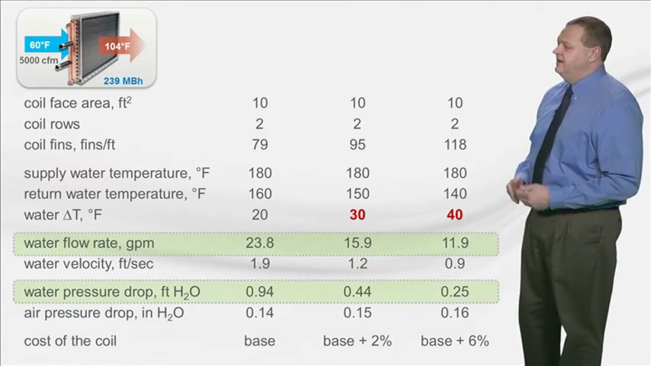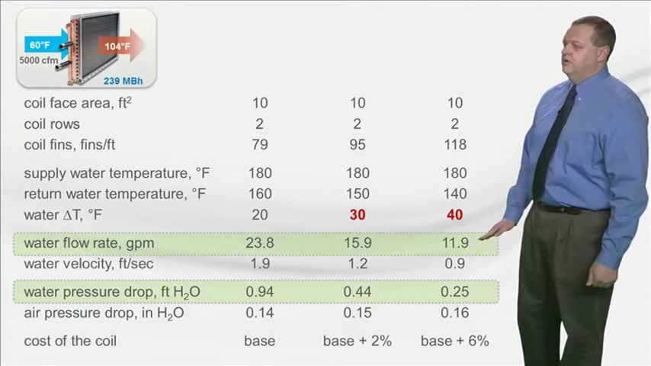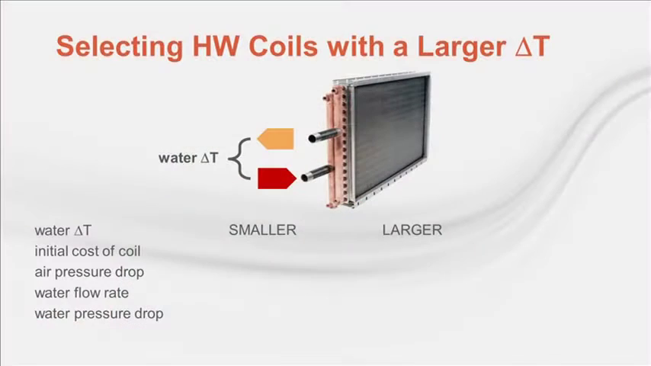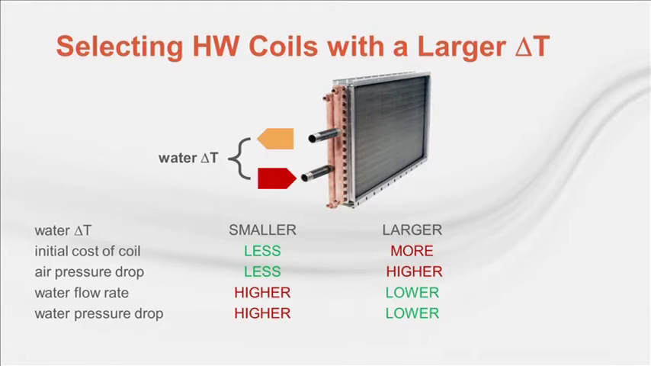However, the big impact is that a larger delta T allows for a much lower water flow rate and a lower water pressure drop. So designing the hot water system for a larger delta T results in a small increase in both the cost of the coil and its air pressure drop. But it results in a significant reduction in the water flow rate and water pressure drop. A lower flow rate can allow the pipes, pumps, and valves to be smaller, reducing system installed cost. In addition, a lower flow rate and pressure drop result in less pumping energy.